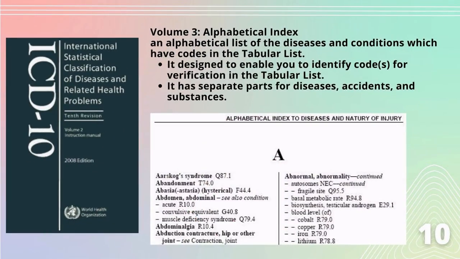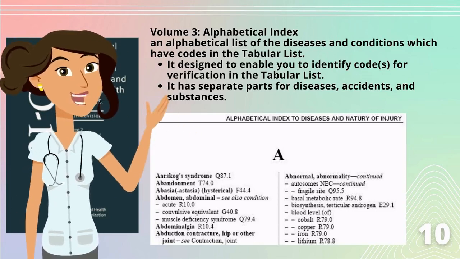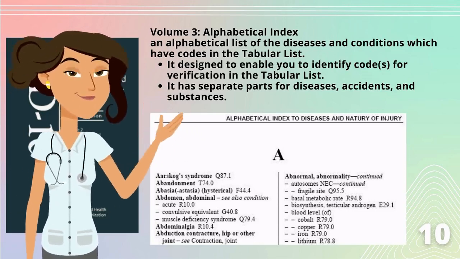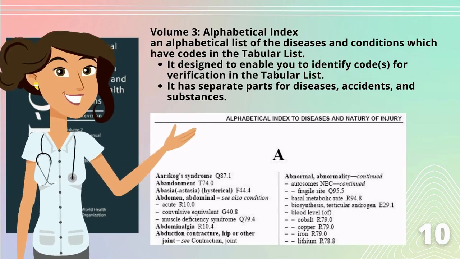Volume 3, or the Alphabetical Index, is an alphabetical list of the diseases and conditions which have codes in the tabular list. Please note that the index is not a librarian index, but it is designed to enable you to identify codes for verification in the tabular list. It has separate parts for diseases, accidents, and substances. See the example below on how the Volume 3 index looks like.